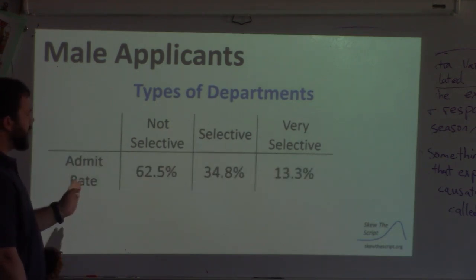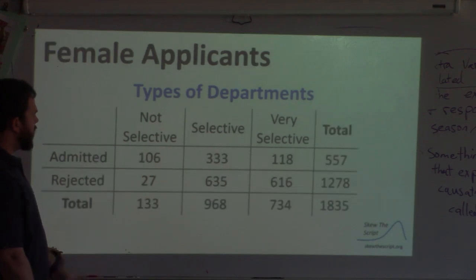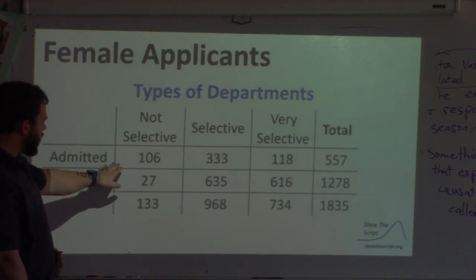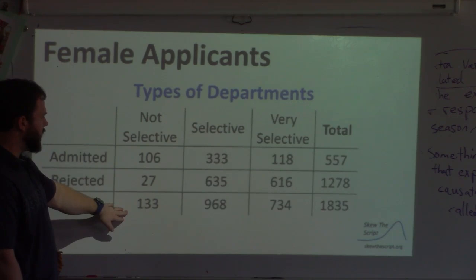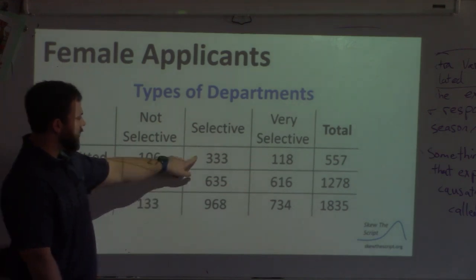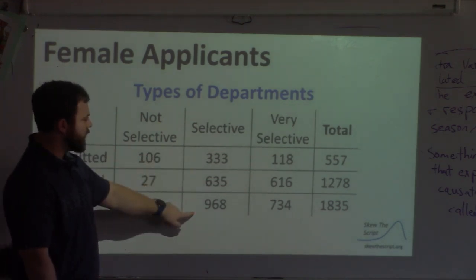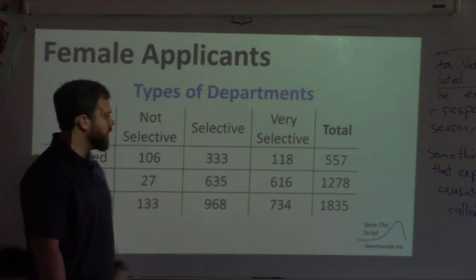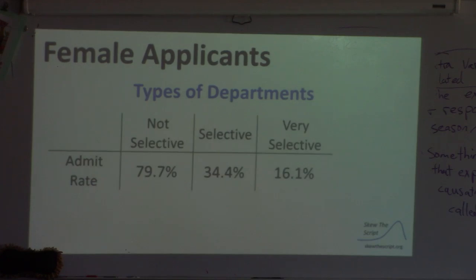Whereas the females, so that's their admittance rates, applied to the not selective here, and they had a huge chunk admitted into here, didn't they? And then in the selective, they had a good bit, and then in the very selective, they had that many. So we have a little bit different story. Interesting. More females are applying to harder to get into departments.